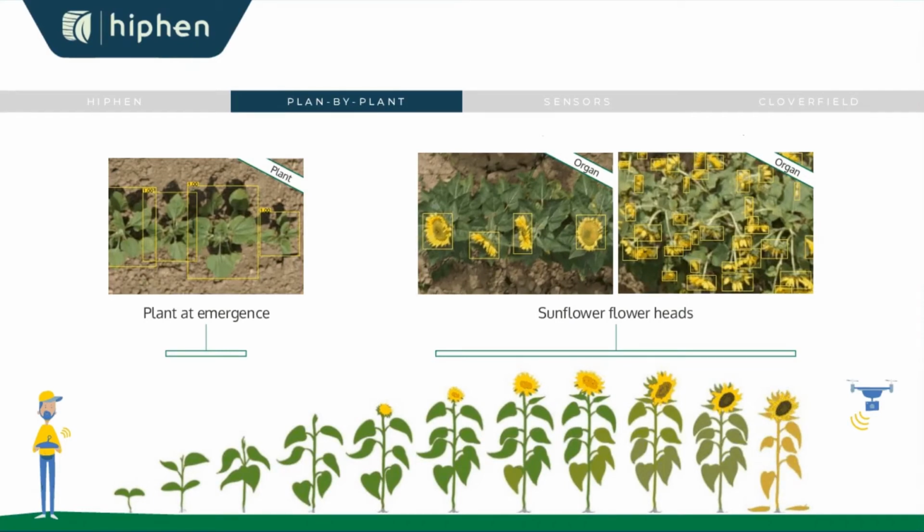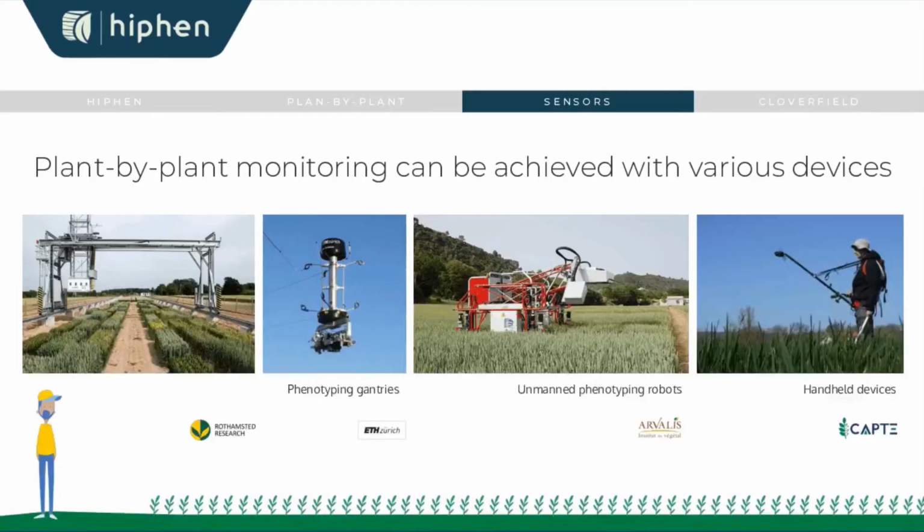To finish, we can look at what type of sensors and devices we're going to use, and I let Joss present that to us. Okay, thank you, Alexis. There are a lot of devices and sensors we can use to achieve this type of plant-by-plant monitoring. Here we listed a few examples.